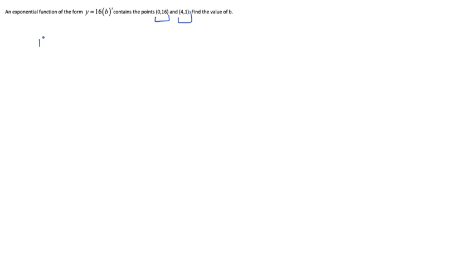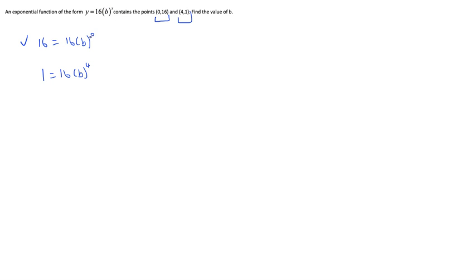Okay, so 16 is equal to 16 times b to the 0 power. And when we plug the second point in, we get 1 is equal to 16 times b to the 4th power. Now, b to the 0 power is just 1, so we get 16 equals 16. Obviously that has to match, right? As long as we plug the point (0, 16) into the equation, it works out.